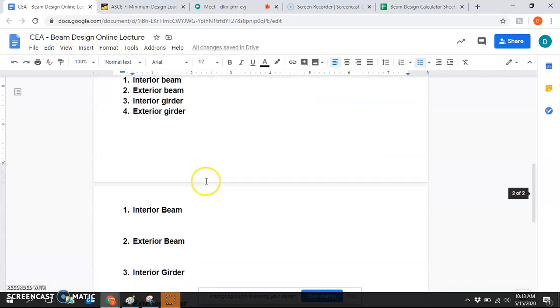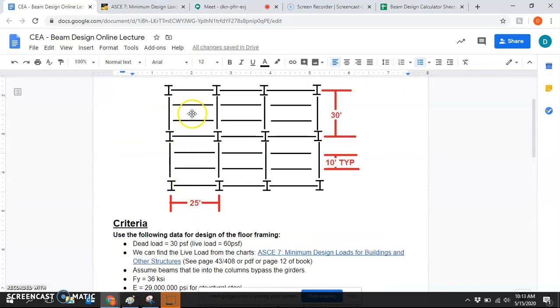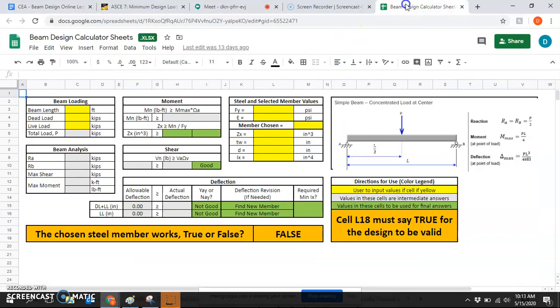Okay, so now we're going to do the interior beam first. So an interior beam is just not these 6 on the outside. These are all interior beams. So I'm going to go over here, and the next question is which type of loading is an interior beam? Distributed. I agree.